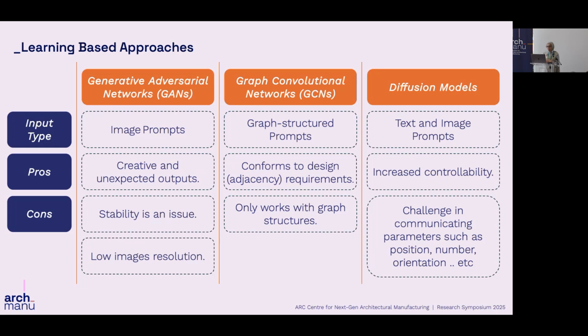The newest models are diffusion models. They can take text prompts, they can take image prompts, which increases the ability of architects to control them. But there are still some challenges in communicating parameters such as position, number of spaces, orientation, etc.